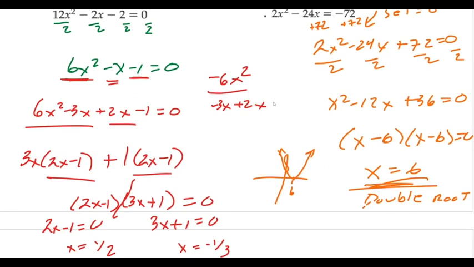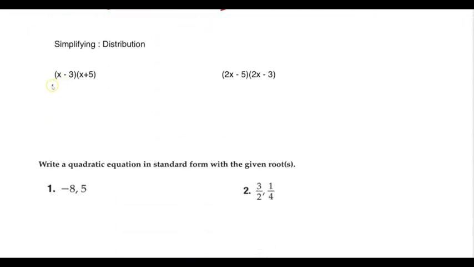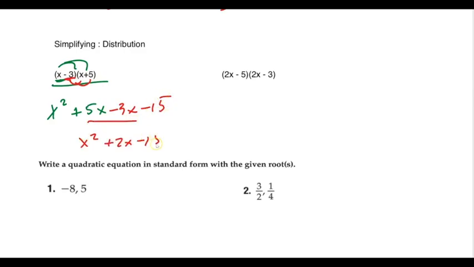That's how you solve. Last couple things, so how to go backwards. First, we know how to distribute. If I give you this and you want to distribute, multiply the x by both of them. x times x is x squared. x times 5 is 5x. And then we move on to -3 and multiply that by both of them. We get -3x, -15. Add like terms. That's the easiest way to distribute.